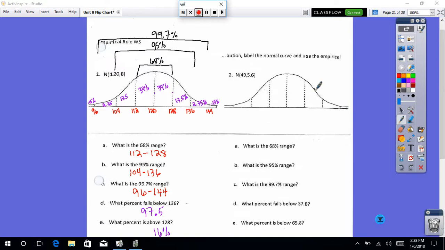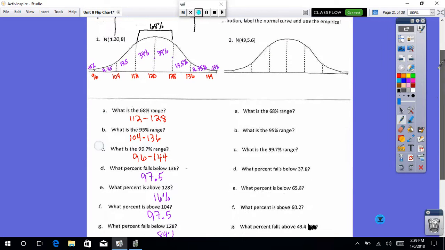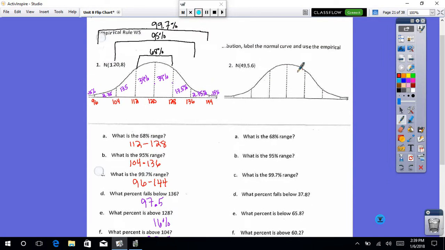Let's fill this one out together, and then I'll leave y'all to do these problems on your own. Real quick, scroll down. Look down right here. Erase that 128. This was obviously copy and pasted from this side over here, and that 128 never got erased. So this is supposed to say what percent falls above 43.4, and not that crazy 128 thrown in there. So let's fill out this curve, and then I will let y'all work on it on your own.